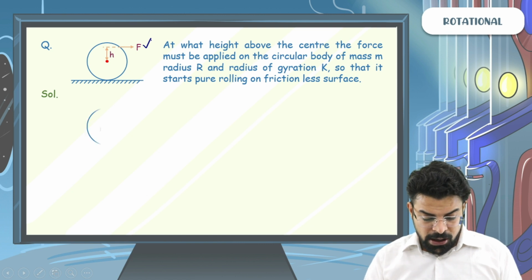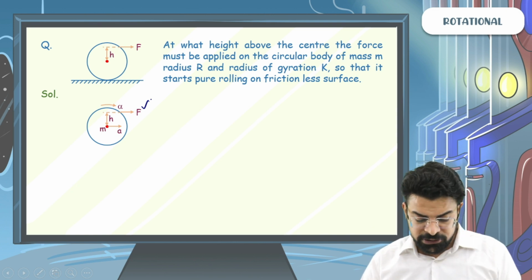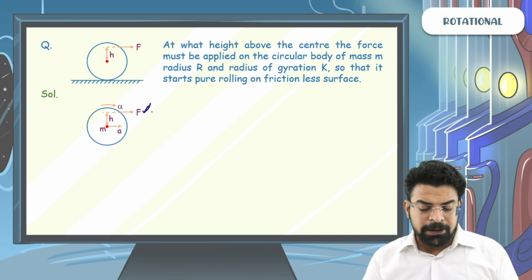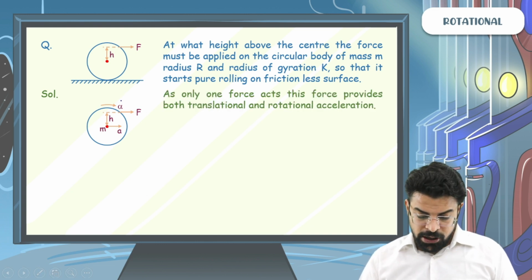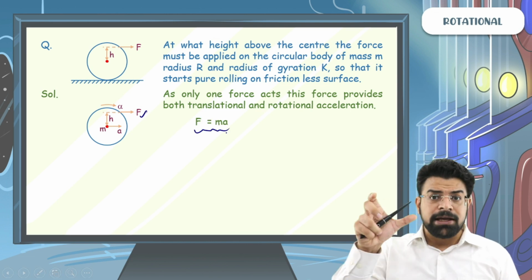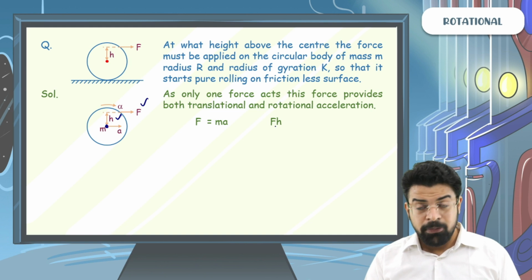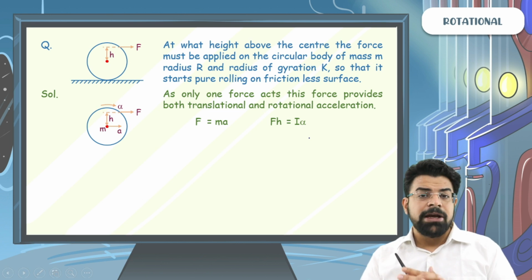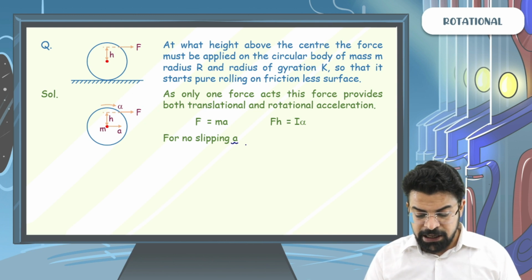So think of the forces acting. There is only one force F in the horizontal direction. Let's say the body gets an acceleration a, and because of the torque produced by this force, the body gets an angular acceleration alpha. From the force equation, we can say that F equals m a, and from the torque equation, the torque about the center, F into h, has to be equal to the moment of inertia of the body about an axis passing through the center of mass into alpha. So you can make these two equations. Now you know that for pure rolling, the condition is that a has to be equal to alpha r.